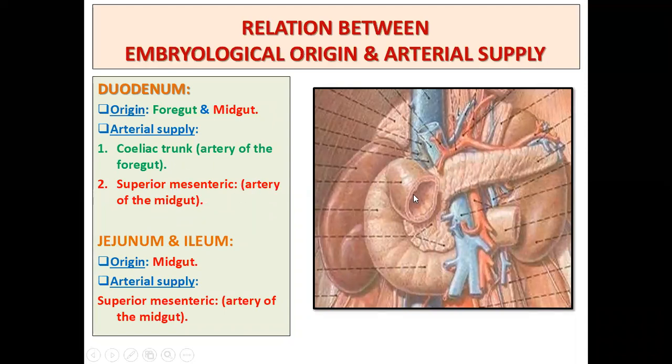So these two arteries will be giving blood supply to this part. If you know the development, if you know whether it belongs to foregut, midgut, or hindgut, then you can easily mention the arterial supply.